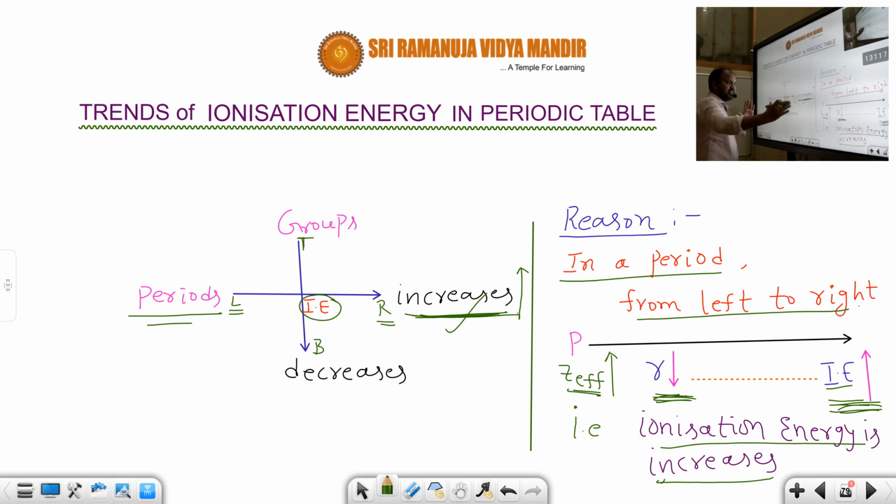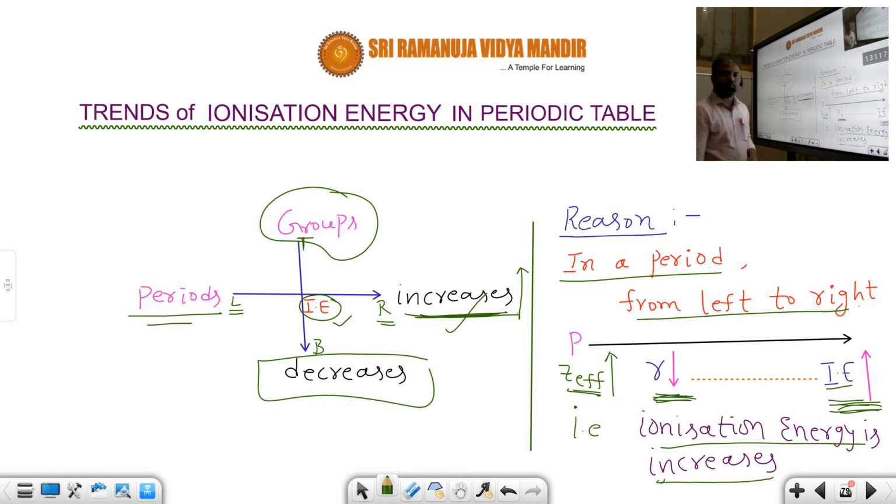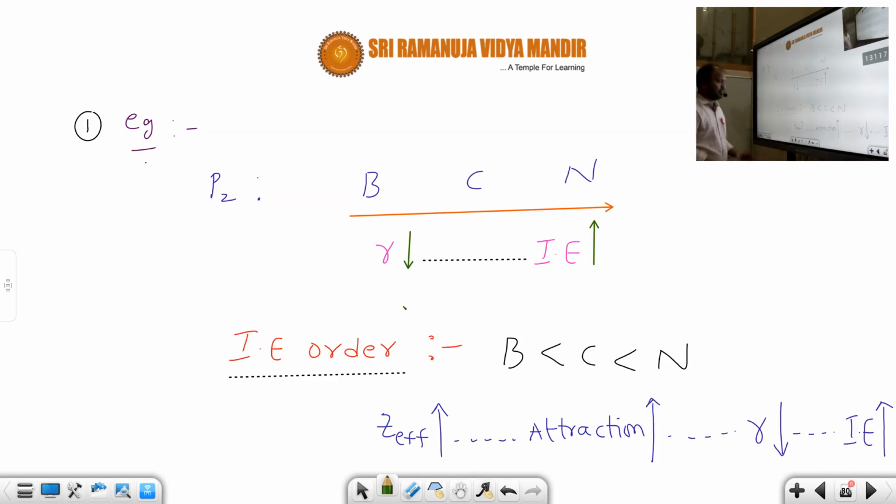Whenever ionization energy increases in the periods, in the groups what will happen? The opposite phenomenon. From top to bottom in the groups, ionization energy values decrease. From top to bottom, along the group, ionization energy values decrease. First, the periods; have a look at that.